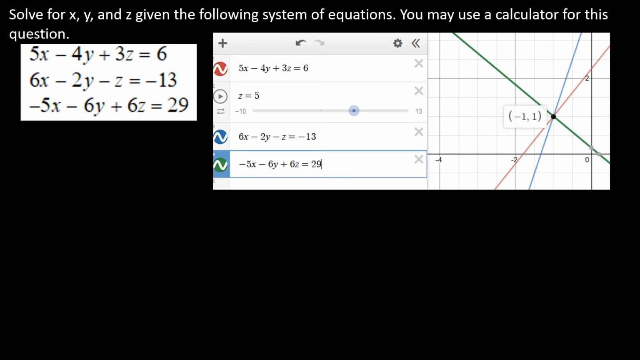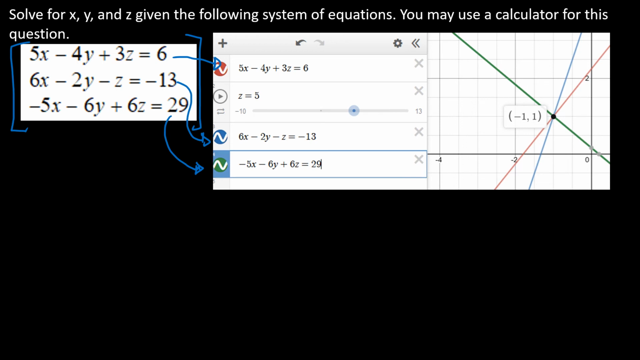Okay, on this one here, you're going to be given a system of equations as such here. And it says solve for x, y, and z. Given the following system of equations, you may use a calculator for this question. So I use Desmos here, and I put the first equation, second equation, and that third equation here.